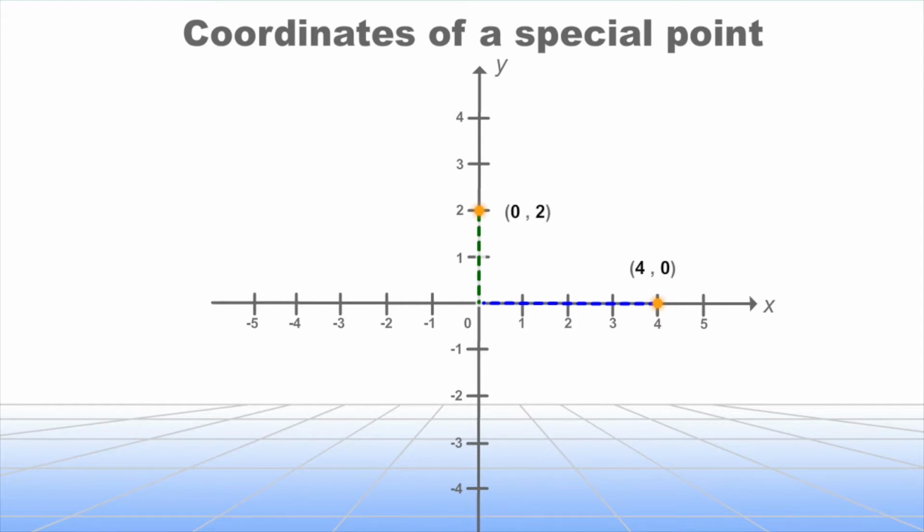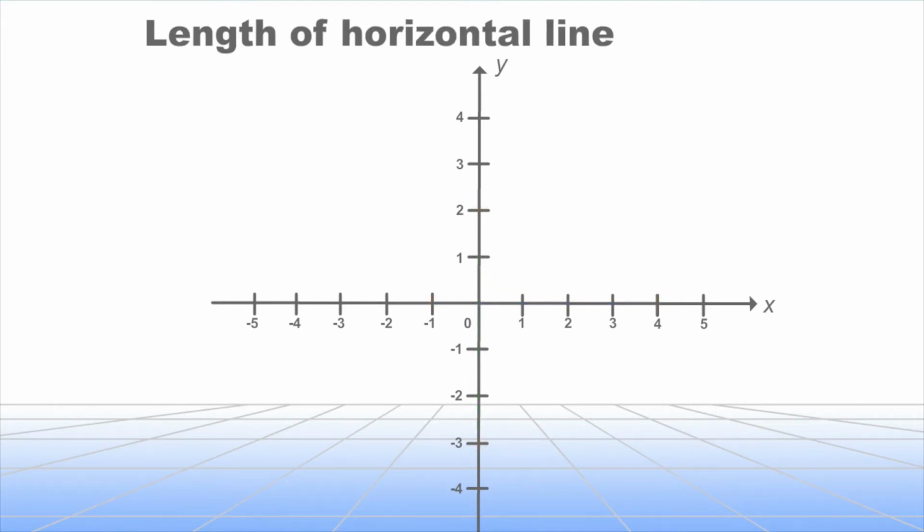Can you name the coordinates of this point? Yes, the coordinates are -1 and 0. How about this point? Yes, the coordinates are 0 and -3. Now, we are ready to find the length of line segments.